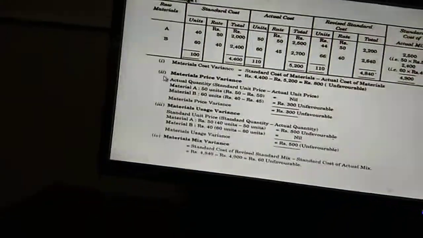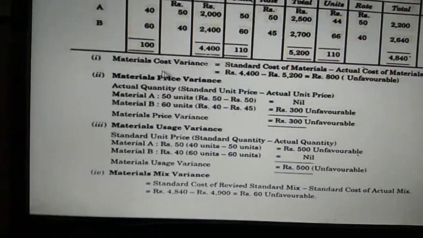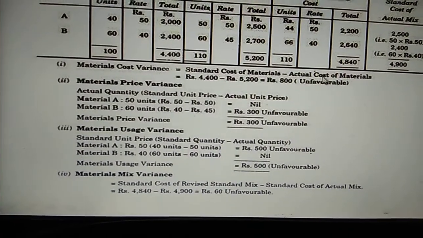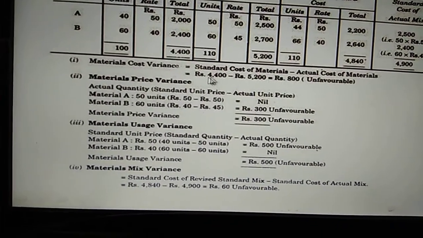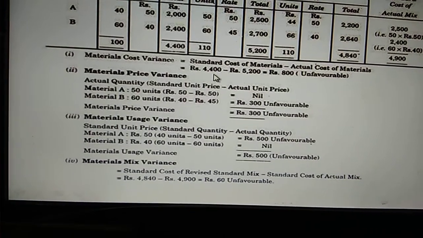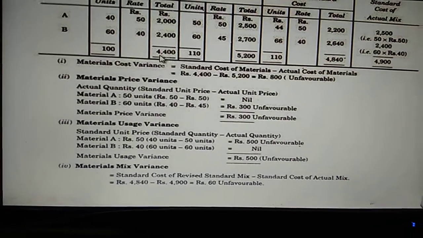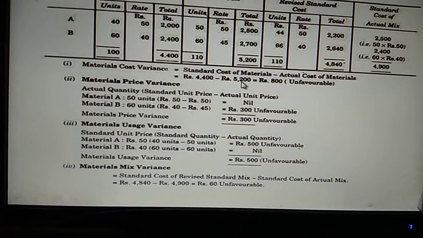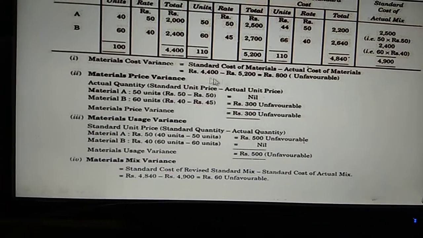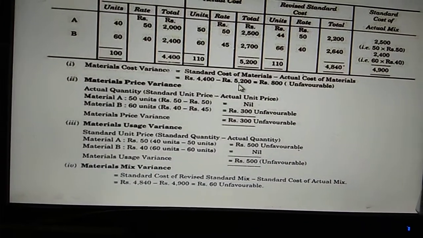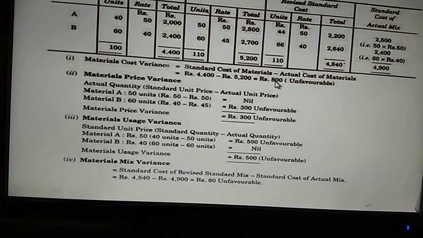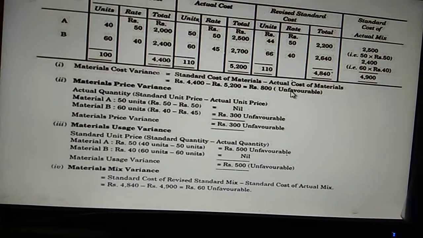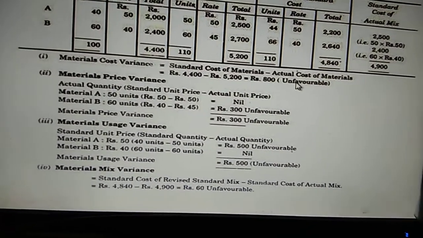Now we'll calculate material cost variance. Material cost variance equals standard cost of materials minus actual cost of materials. Already we have calculated the standard cost of materials as 4400, and the actual cost of materials as 5200. So 4400 minus 5200 is 800. Actual is more, so it is unfavorable, or we can call it adverse.